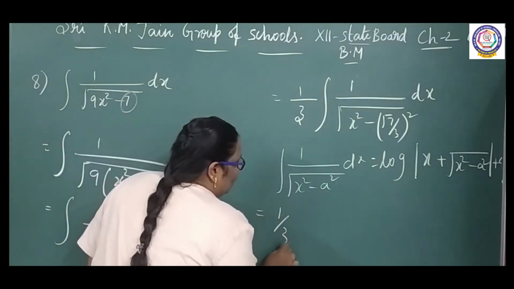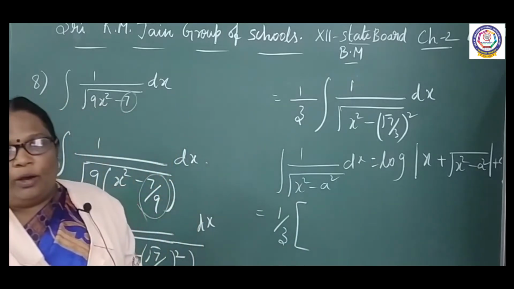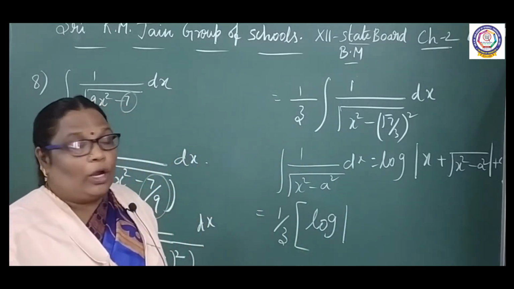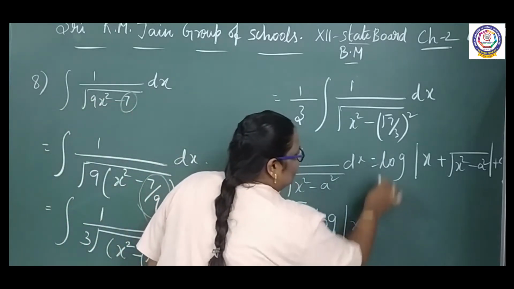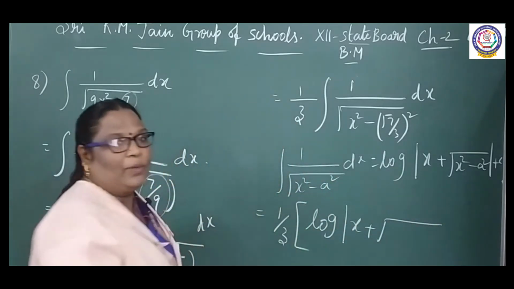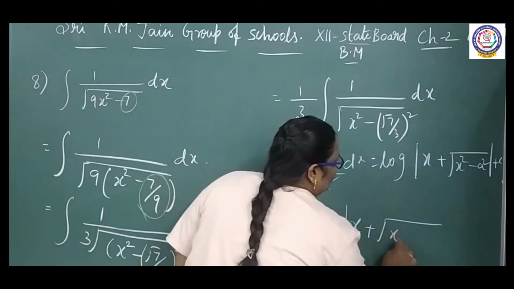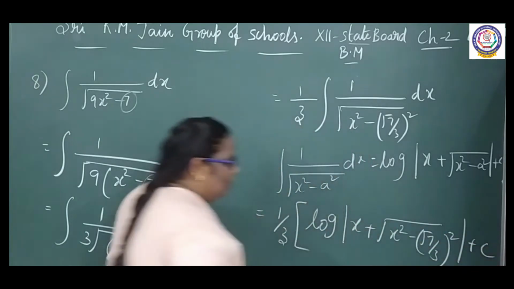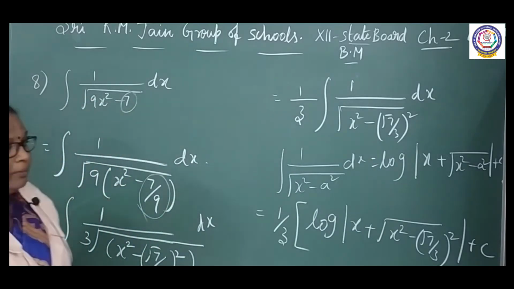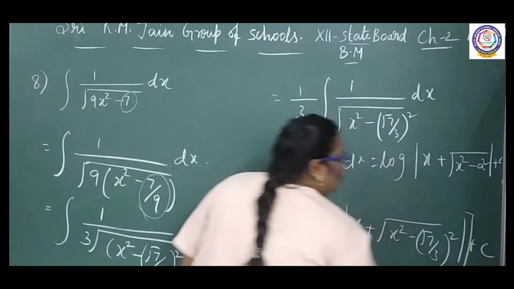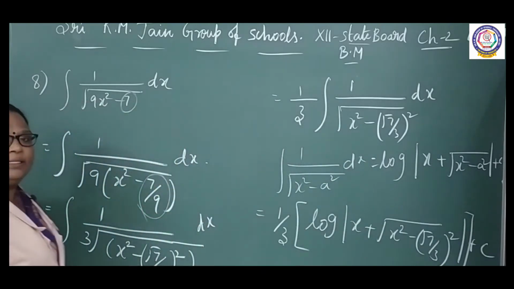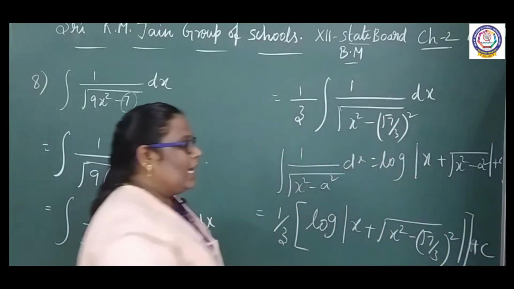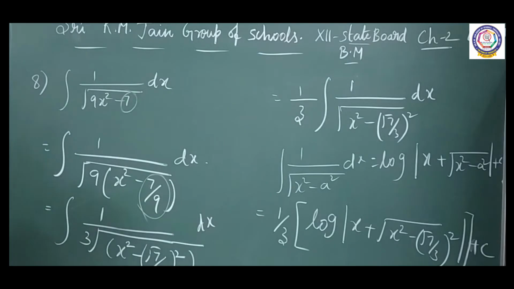So it gives 1 by 3 into log of modulus of x plus root of x square minus root 7 by 3 the whole square plus c. So in the place of x you will replace by x, and a you replace by root 7 by 3.